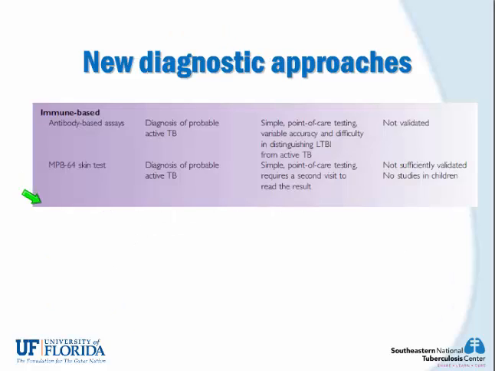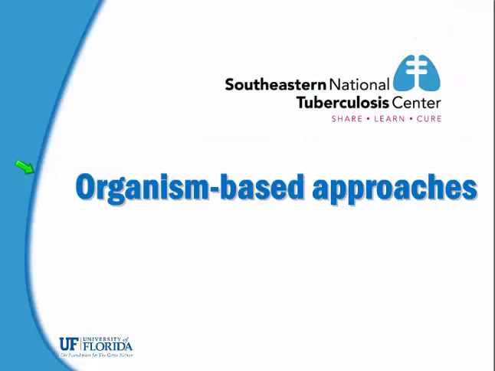Now, there are new diagnostic approaches, immune-based, including antibody detection, antibody assays, and the use of a transdermal test, specifically called MPB64 skin test. Both of them are aimed to diagnose active TB, a probable active TB, rather than LTBI. The only problem with the two tests is that they have not been validated, or have limited studies, in the pediatric age group. Finally, let's talk about the organism-based approaches.